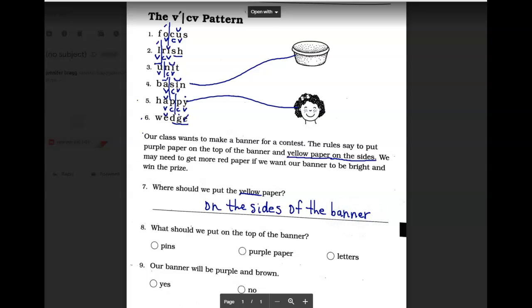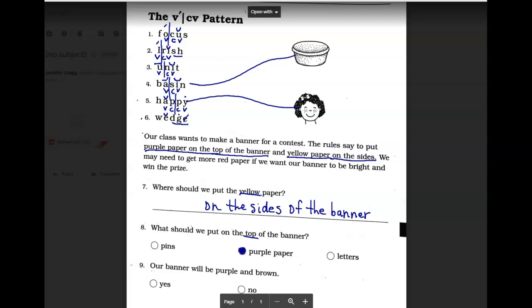Okay, what should we put on top of the banner? So let's look for top of the banner. So here's top of the banner, okay, and it's not after it. We're going to read before it on this one. So it says the rule says to put purple paper on the top. So we would put purple paper on the top.